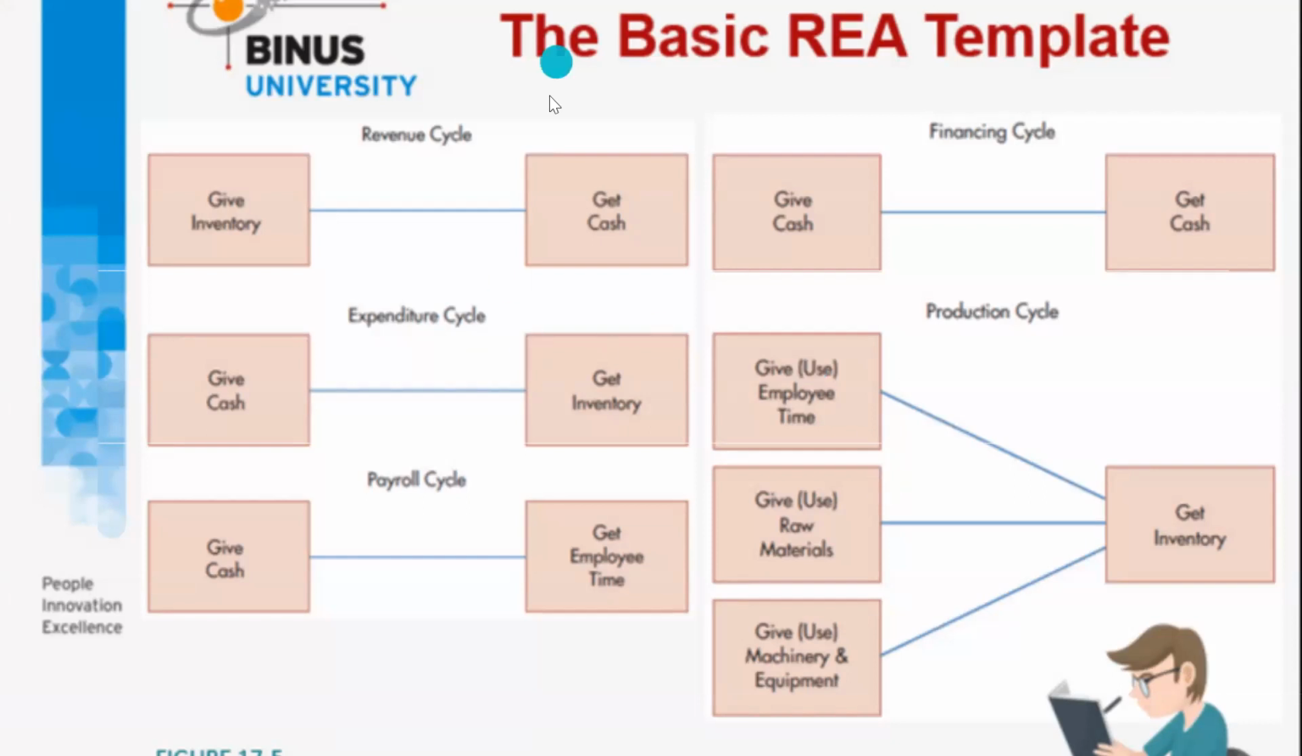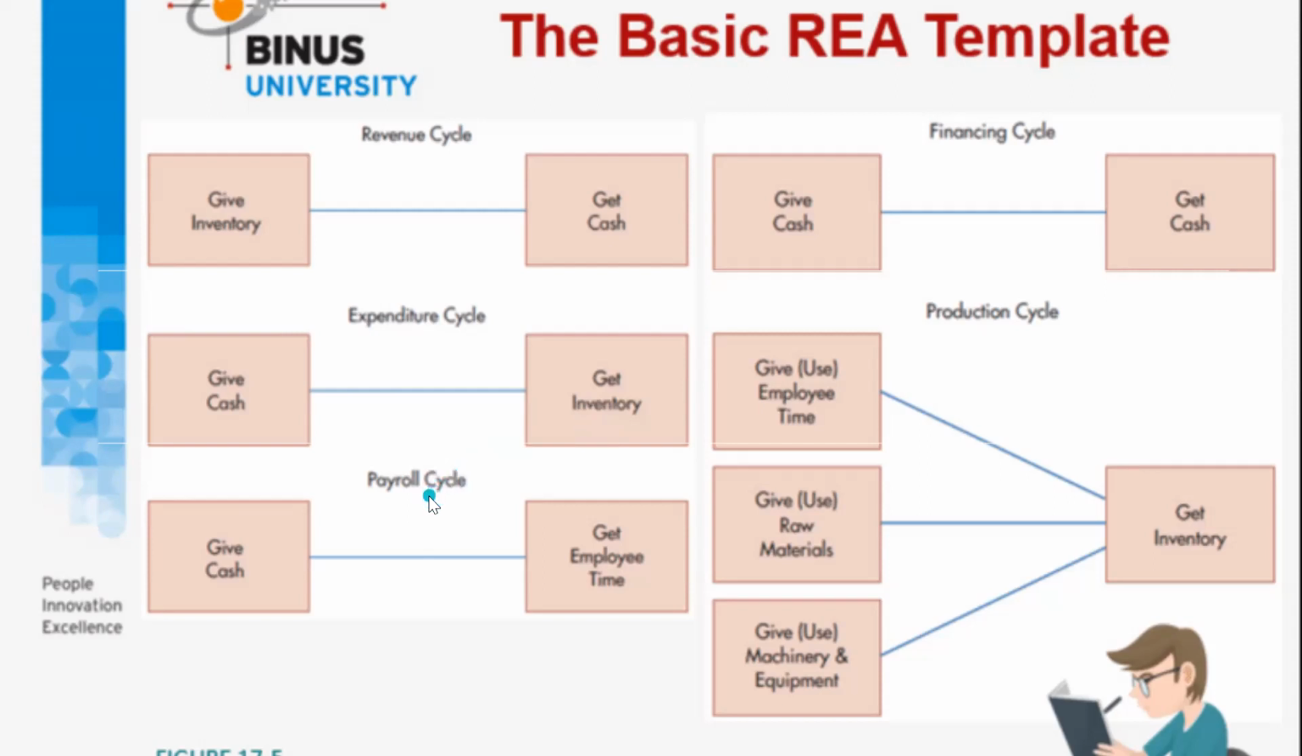So the first one, revenue cycle. The revenue cycle involves interactions with your customers. For example, you sell goods or services and get cash. So you give inventory to the customer who buys it, and you get cash from the payment of the customers. Next one, expenditure cycle. The expenditure cycle involves interactions with your suppliers. So, for example, you buy goods or services and then you pay cash. So you give cash and then you get the inventory, like equipment, tools, goods, or service.